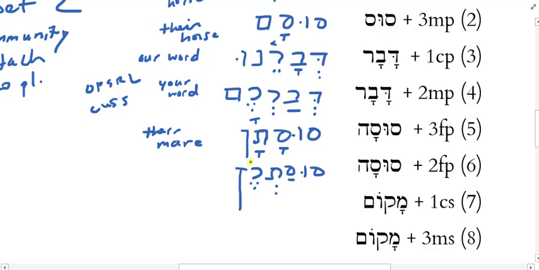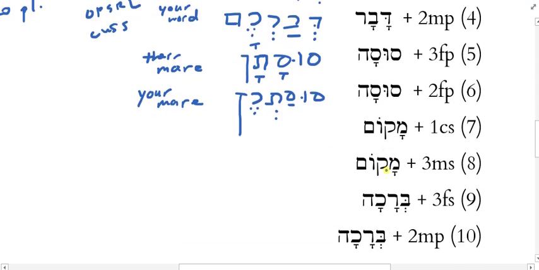Accent's on the ken, right? This is closed and unaccented. It's got to be a short vowel. Will that patach stay put? Yeah, because it's short already. I don't need to change it, right? Here, it had to go long because it's open pretonic. Here, it stays short because it's closed and unaccented. So, susatken. How would I translate this? It's a plural you, feminine, so your mare. Only one mare.